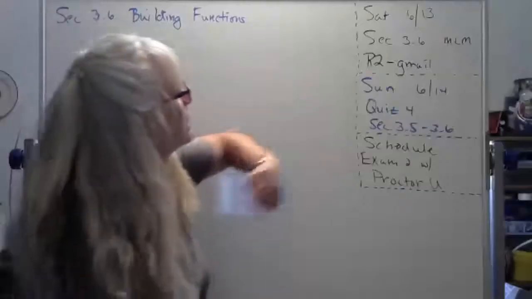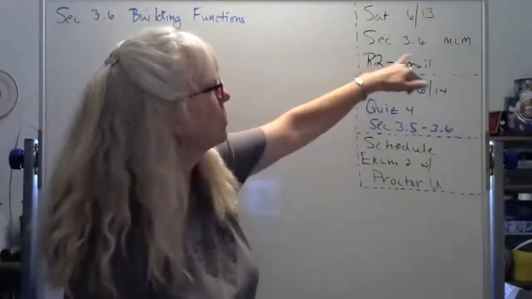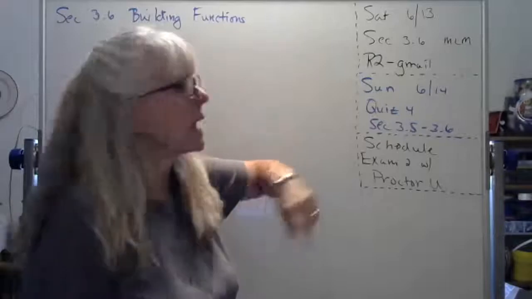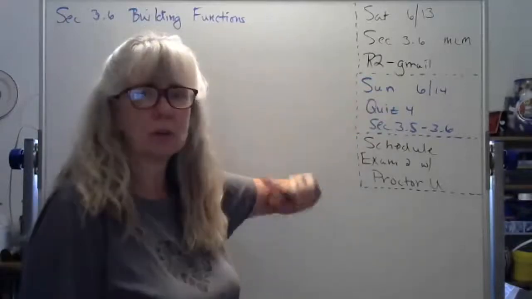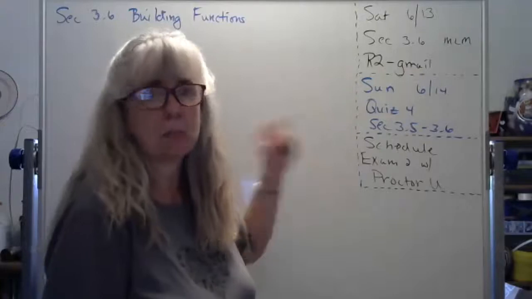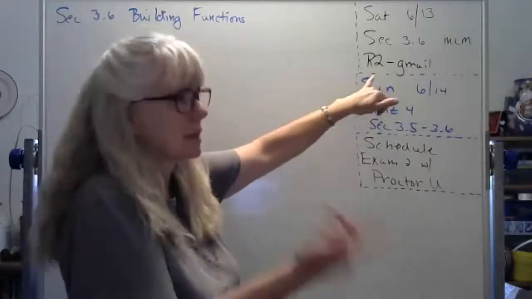Jose. Okay. So on Saturday, you have section 3.6 in MyLab Math to get done. And then you also have your second review to finish and Gmail it to me. So scan it and send it by Gmail.